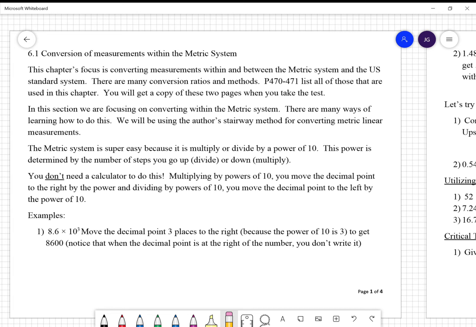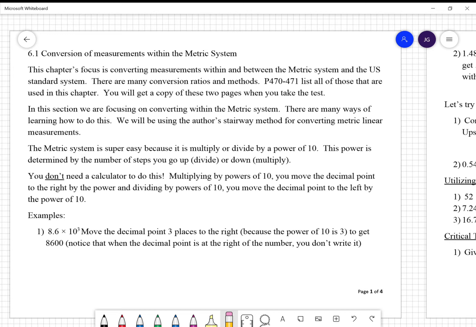In this lesson, we are going to be looking at how to work with conversions of measurements within the metric system. This entire chapter's focus is converting measurements within and between the metric system and the U.S. standard system. There are many conversion ratios and methods. Pages 470 to 471 list all of those that are used in this chapter. You will get a copy of these two pages when you take the test. Online testing, you will be able to use those pages from your book.